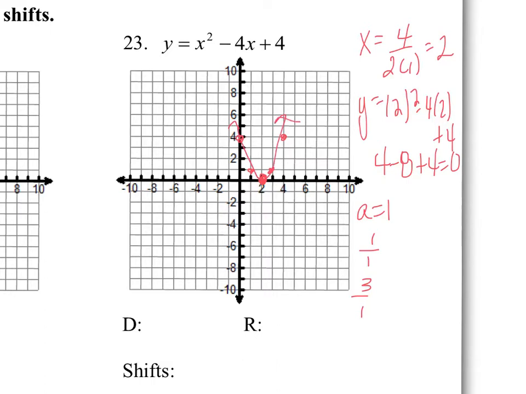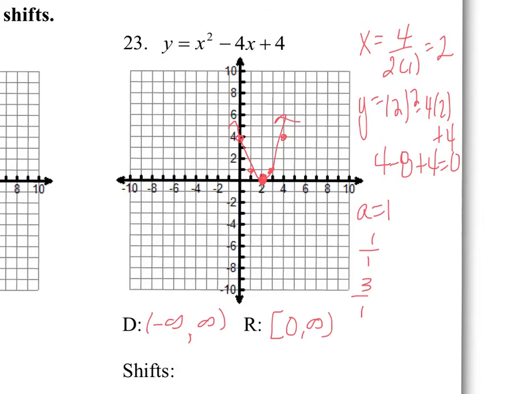And it makes a U shape, and there's your quadratic. The domain for quadratics is always -infinity to infinity. And then the range is very similar to absolute value. If a is positive, which means it's opening up, it starts at the k value, or the y value of the vertex, and goes to positive infinity. So we're going to start at 0 and go to positive infinity.